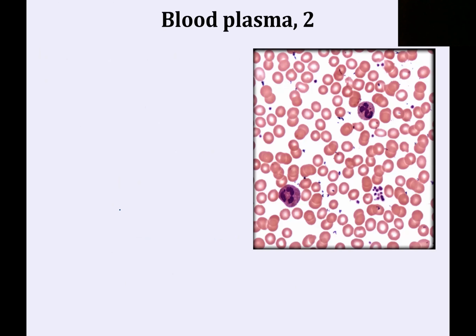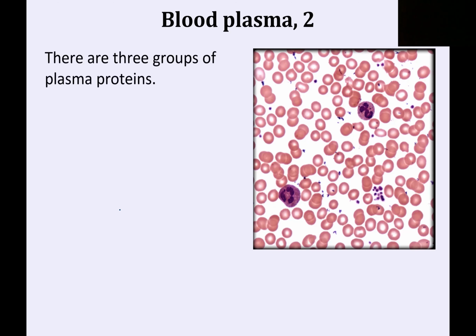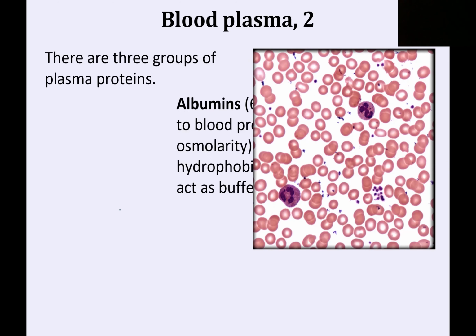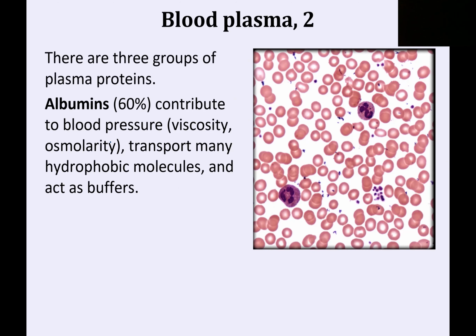So the plasma proteins, there are three different groups of plasma proteins. The most numerous are the albumins, 60%. Their function is to contribute to blood pressure, both with viscosity and osmolarity. Viscosity is the thickness of blood. So they, along with hematocrit, create the thickness of blood.